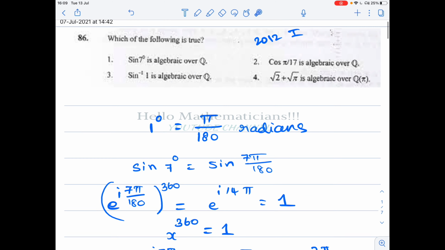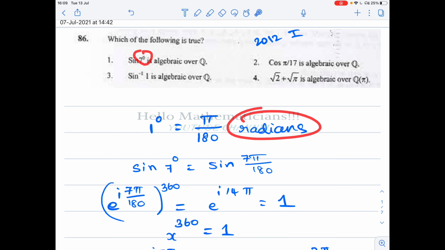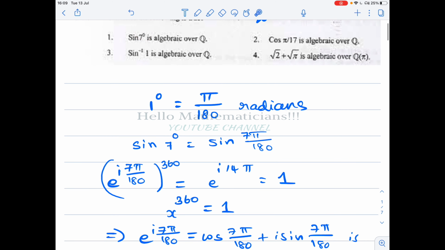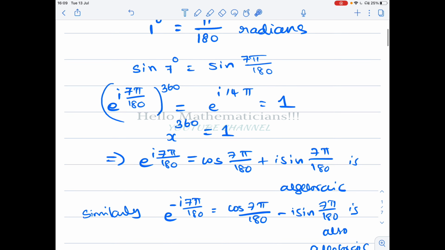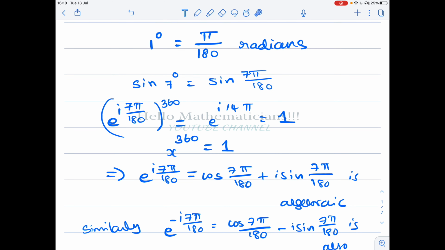So first we have to convert degrees to radians. How to convert degrees to radians? 1 degree equals pi by 180 radians. That is one thing to remember. Then sine 7 degree equals sine 7 pi by 180. Now consider this number e power i 7 pi by 180. I am raising it to power 360. Why am I taking 360? 360 is twice 180. We will see why we need it twice.